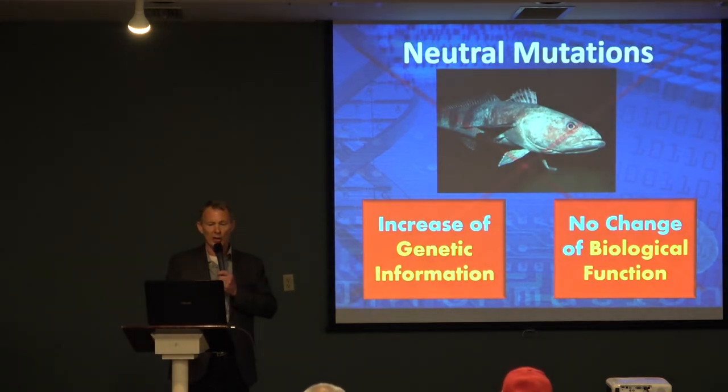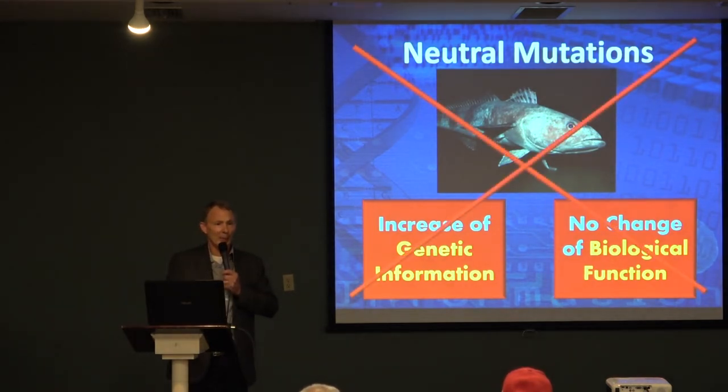So when we look at this, are there any real examples that are an increase of genetic information and a decrease or no change in biological function? Well, certainly, again, no increase in information, questionable whether it had a benefit for biological function increase or not, or whether it lost that dual function.